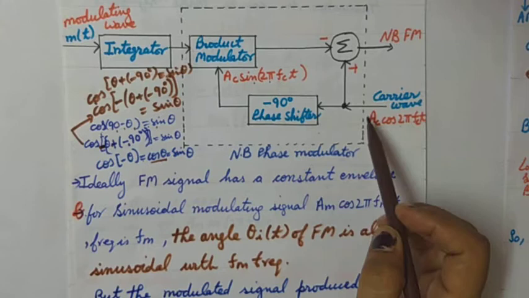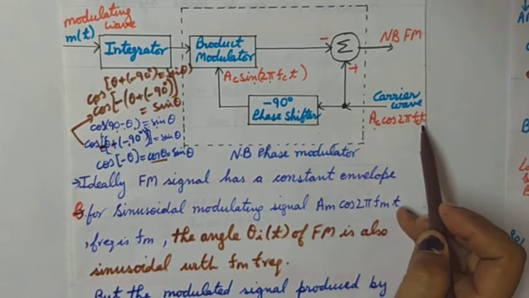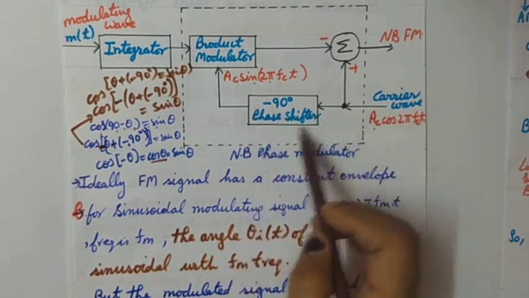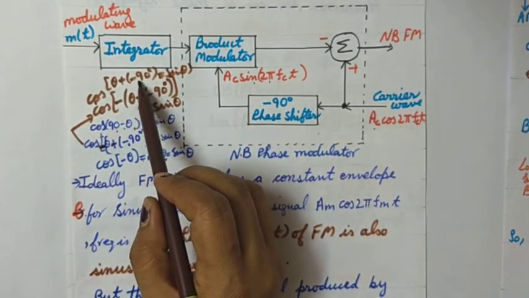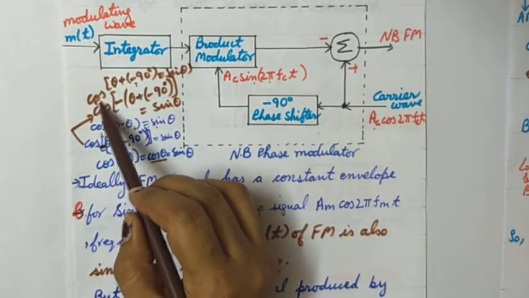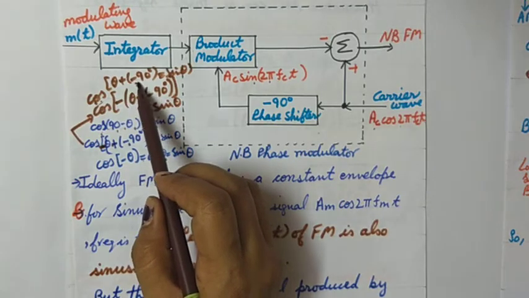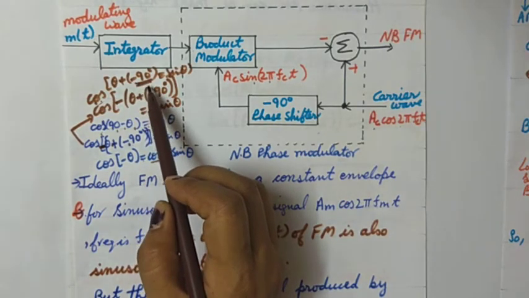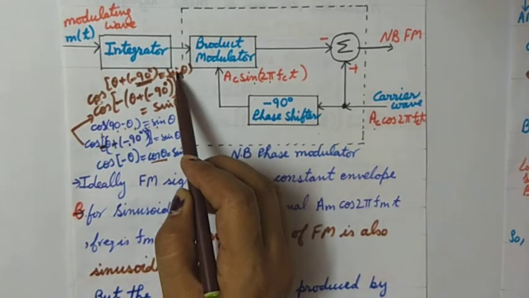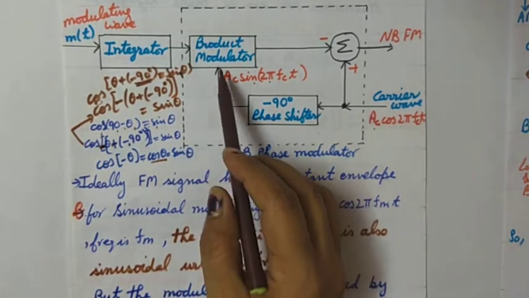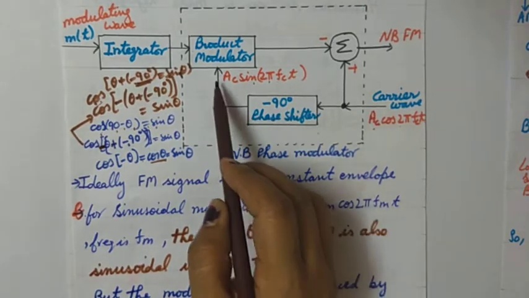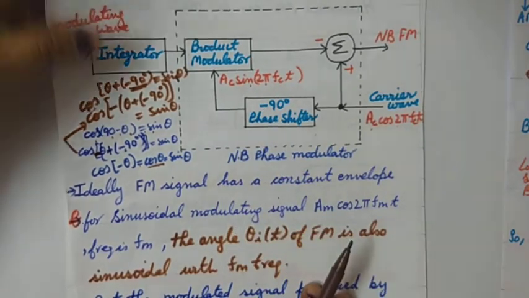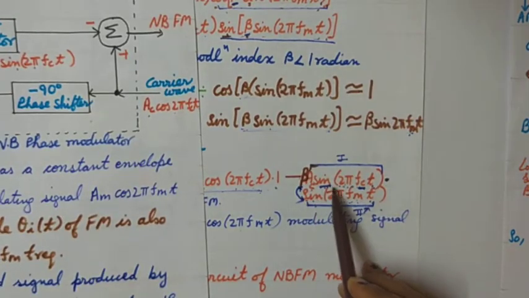So what we have done: Ac cos 2π fc t is passed through a phase shifter, with a phase shift of minus 90 degree. If we pass this cos signal through a phase shifter which provides a minus 90 degree phase shift, it will give a sin θ term. That's what we have obtained here. Simple trigonometry. So this minus 90 degree phase shifter has given us Ac sin 2π fc t, which we needed here.